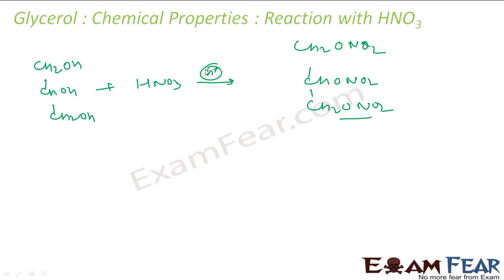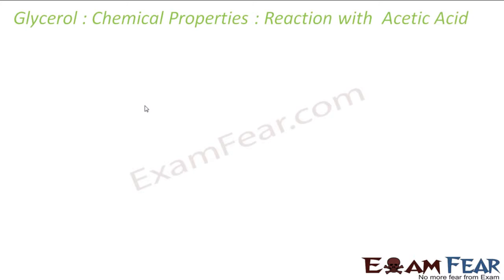If you want, you can guess the mechanism. Actually, HNO3, when this reacts with this, you have seen this, right? And this is the one which attacks and kicks out all the hydrogens from this. Now we'll see the reaction with acetic acid. So with acetic acid, it forms ester.